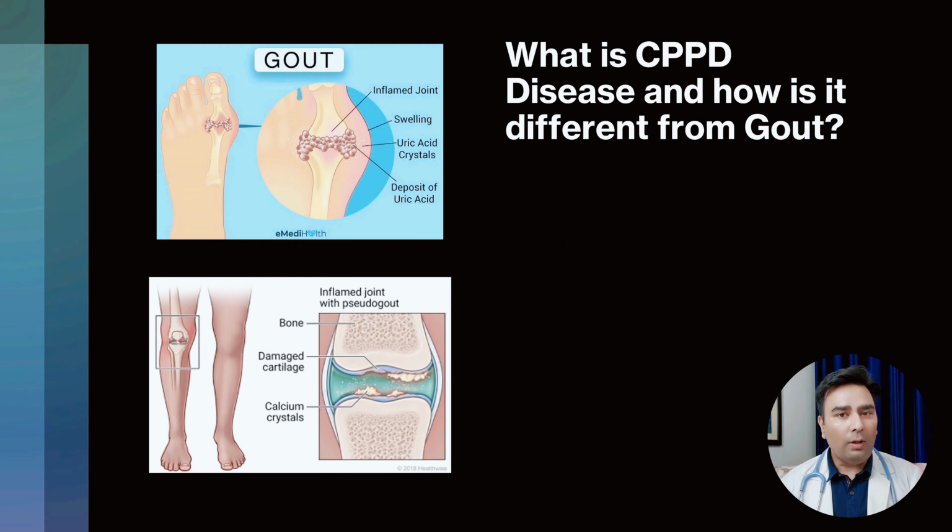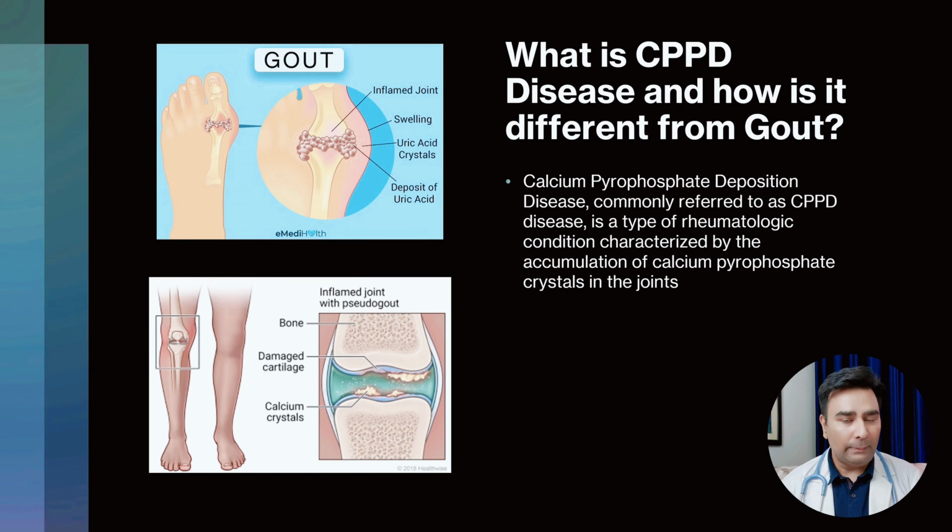Calcium pyrophosphate deposition, that is CPPD disease, is a complex condition that affects the joints and causes significant discomfort and impairment. What is CPPD disease and how is it different from gout? Calcium pyrophosphate deposition disease is commonly known as CPPD disease. It is a type of rheumatological condition characterized by the accumulation of calcium pyrophosphate crystals in the joints. These crystals, which are formed due to an imbalance in calcium metabolism, can trigger a cascade of inflammatory reactions within the affected joints, leading to pain, swelling, and joint dysfunction.